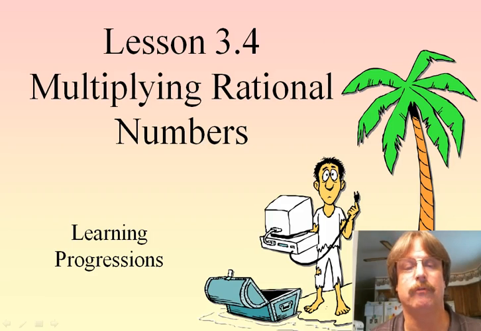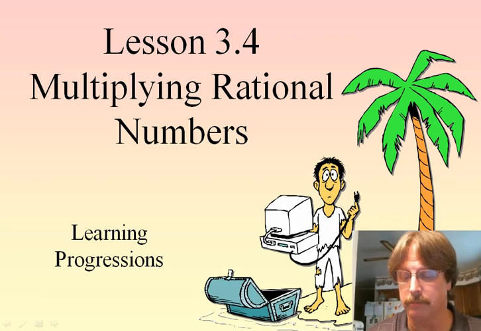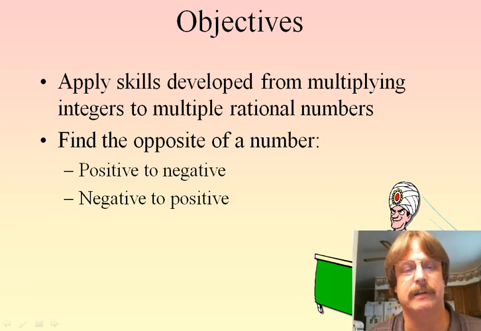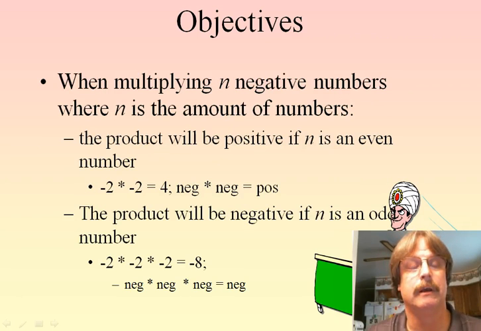In lesson 3.4, we're going to work on multiplying rational numbers, and our learning progressions are what the objectives indicate here. You're going to apply your skills developed from multiplying integers to multiply rational numbers. So in lesson 2.1, you learned how to multiply positives and negatives together. That same work is going to continue. You're going to find the opposite of a number, how to go from positive to negative and negative to positive.